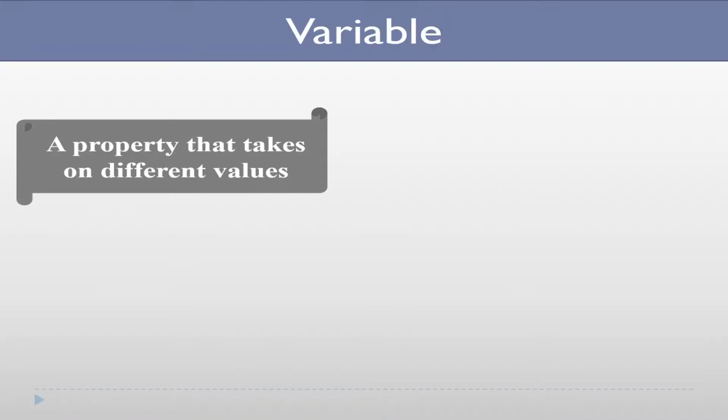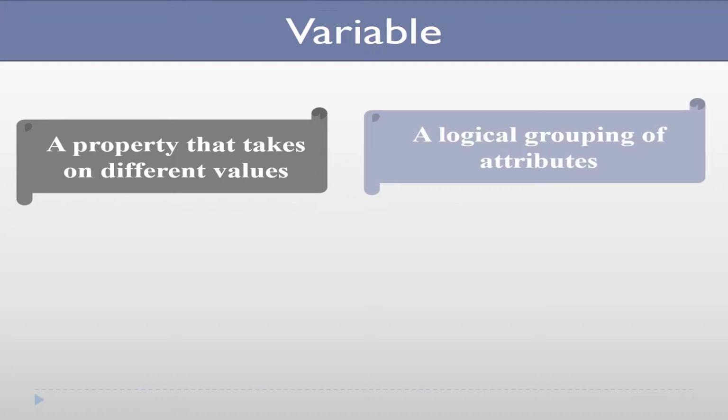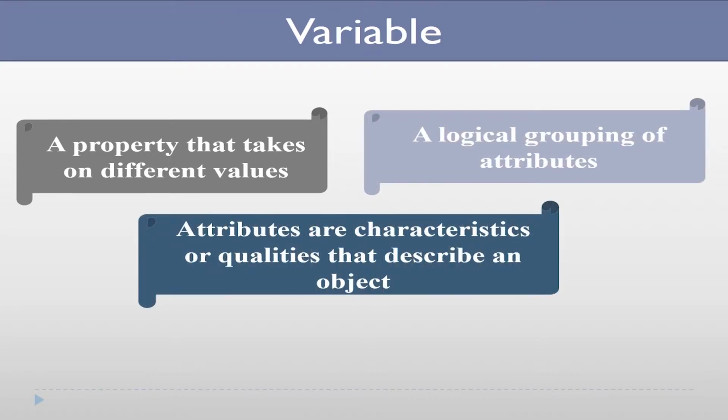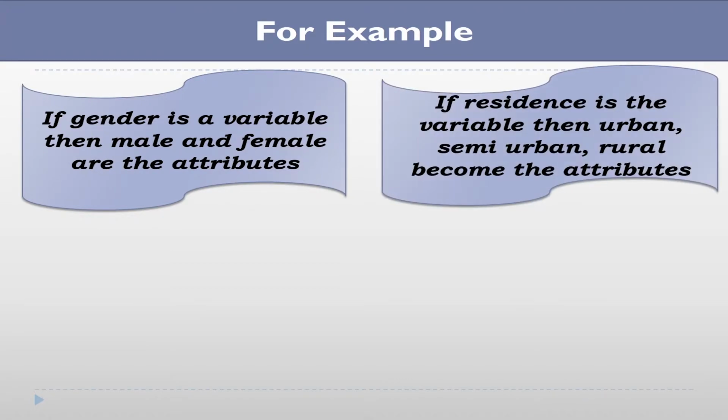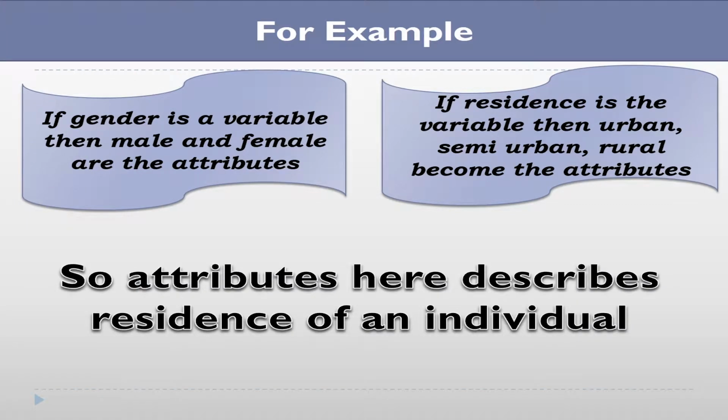A variable is a property that takes on different values. It is also a logical grouping of attributes. Attributes are characteristics or qualities that describe an object. For example, if gender is a variable, then male and female are the attributes. If residence is the variable, then urban, semi-urban, rural become the attributes. Thus, attributes here describe the residence of an individual.